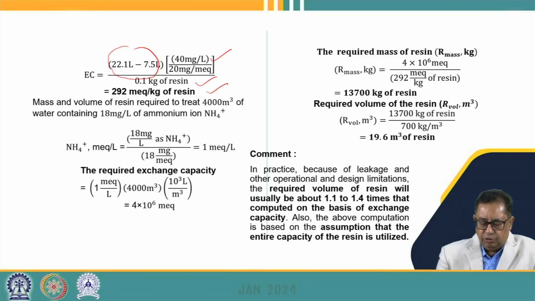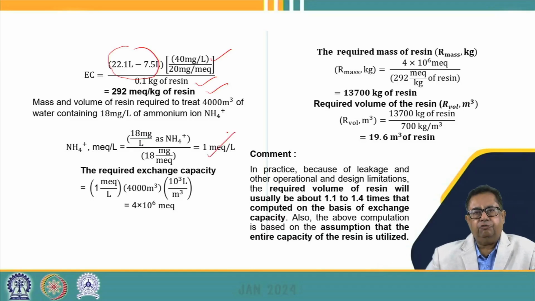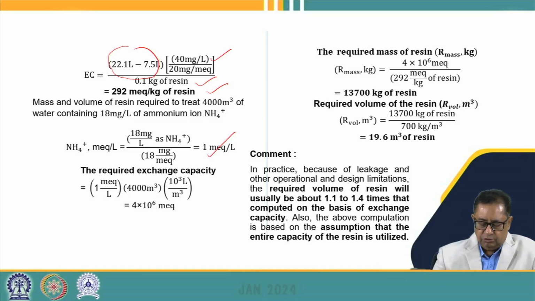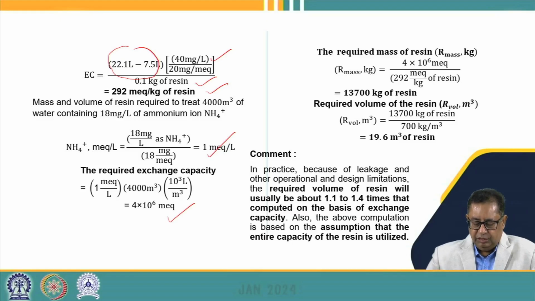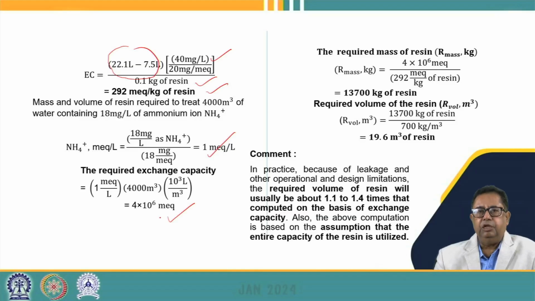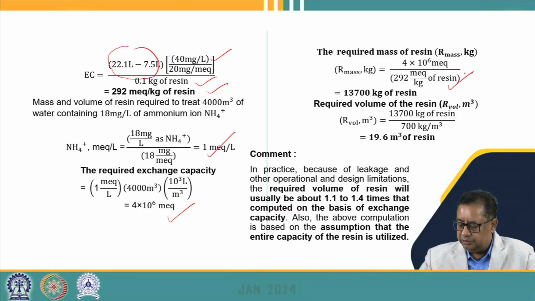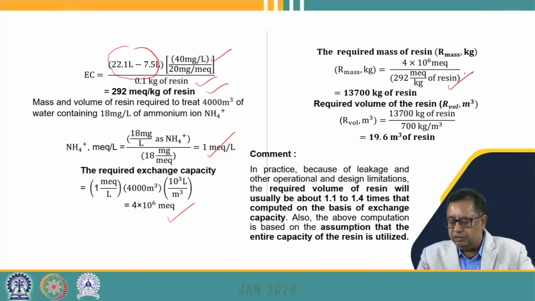Okay. Now we want to treat water which has 18 milligram per liter of ammonium ions. We know that the concentration of ammonium ions in the solution that we need to treat is around 1 milliequivalent per liter. So the required exchange capacity for the ammonium ions comes out to be around 4 into 10 power 6 milliequivalents, because we are passing water of around 4000 cubic meter. This means around 4 into 10 power 6 milliequivalents of ions need to be exchanged, and we know that our resin capacity is around 292 milliequivalents per kg.